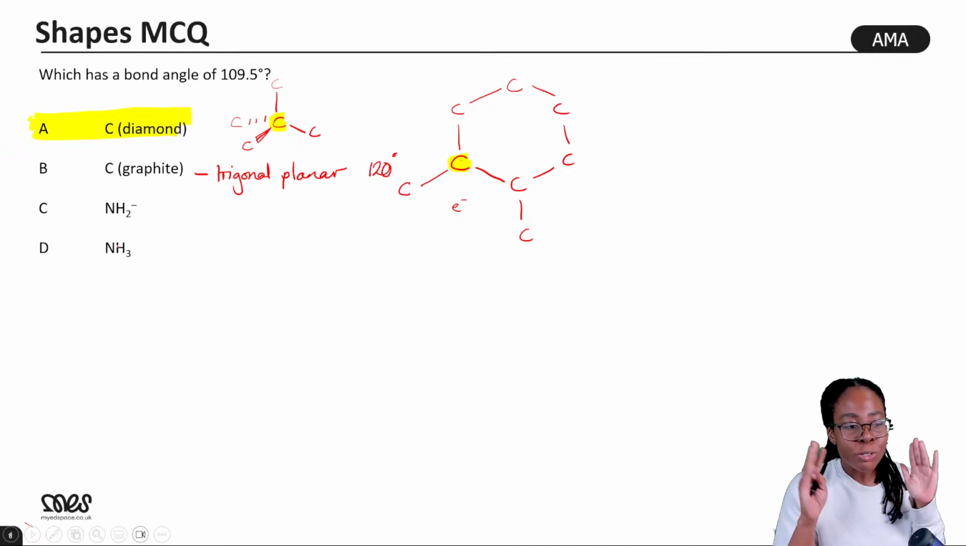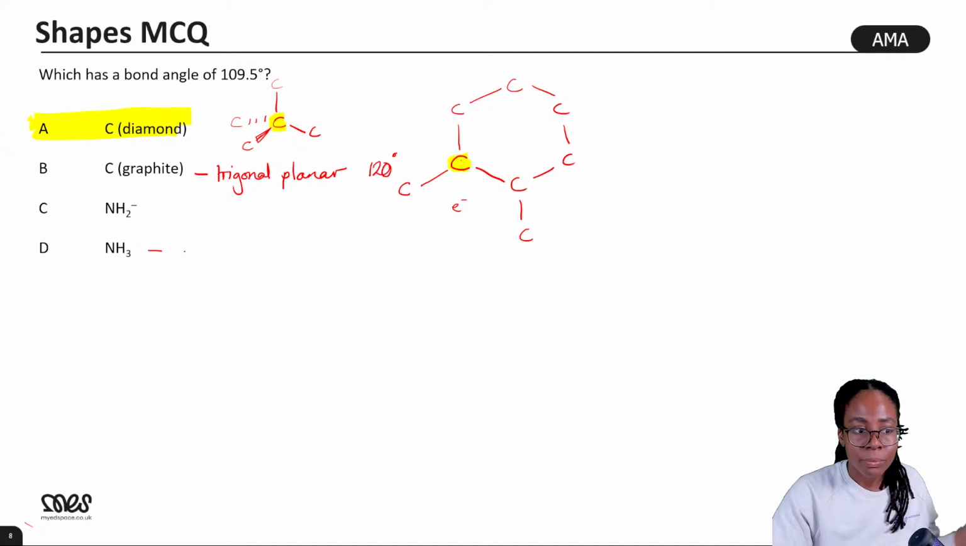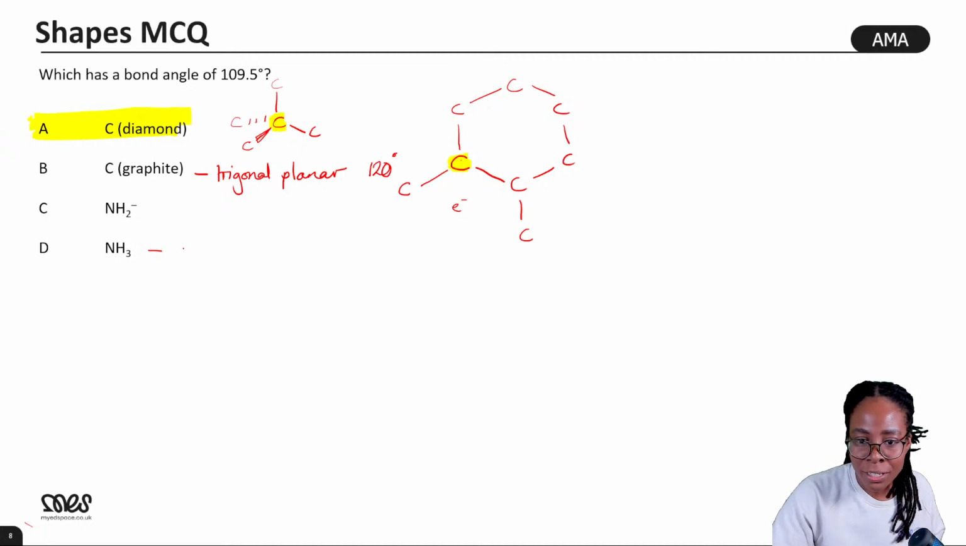NX3 should be one that you just spot immediately as what shape? We've seen it twice already this session. NX3 always has what shape? Lovely. Pyramidal or trigonal pyramidal, depending on how you want to say it, where we have our 3 bonding pairs and our 1 lone pair.